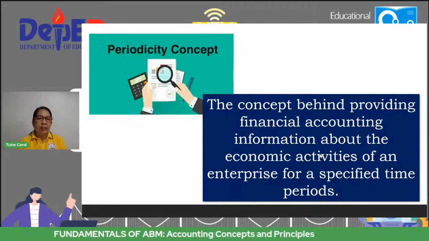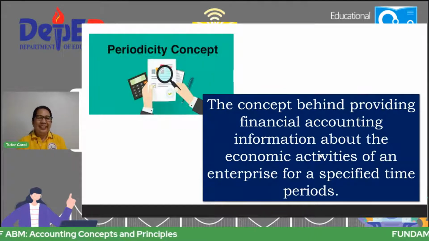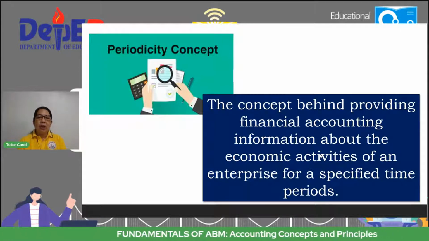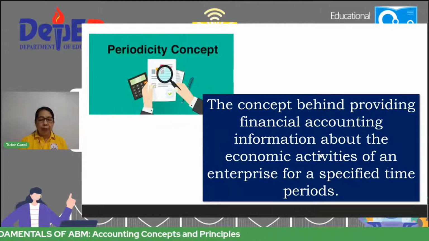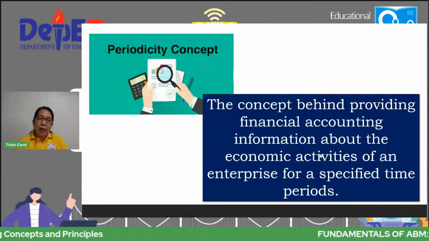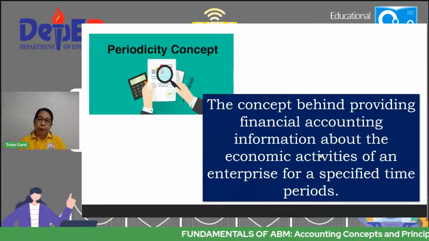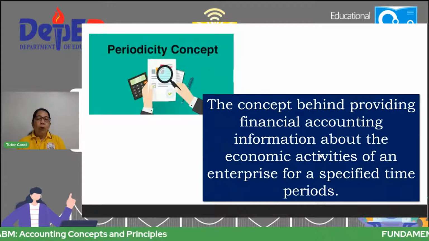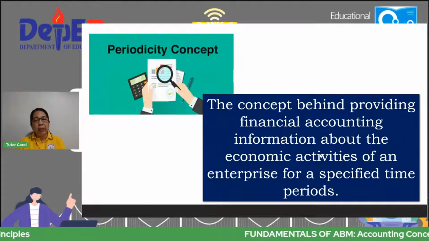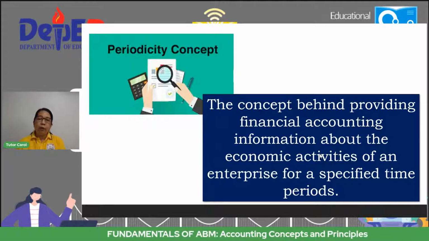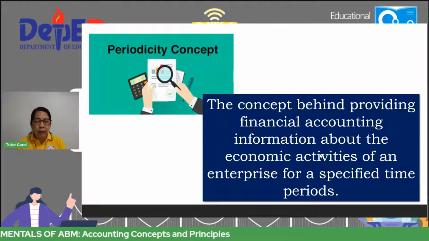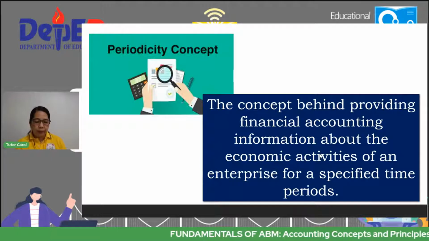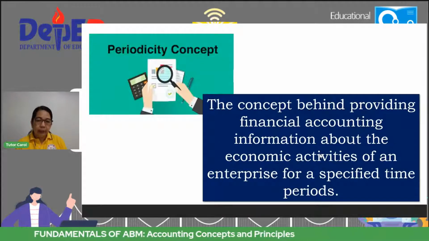Next we have the periodicity concept. So the concept behind providing financial accounting information about the economic activities of an enterprise for a specified time period. Ano bang ibig sabihin yan? Sa paggawa ng report, usually, for reporting purposes, 1 year is usually considered as one accounting period. 1 year, bago tayo gumawa ng report. But there are times, lalo na yung statement of comprehensive income, usually ginagawa ito monthly para makita mo kung ano ang performance ng business mo sa paglipas ng mga buwan. Next, please.